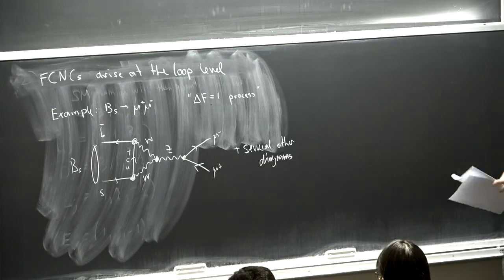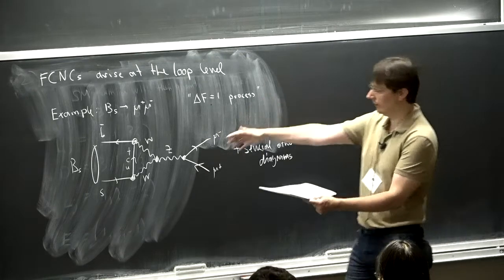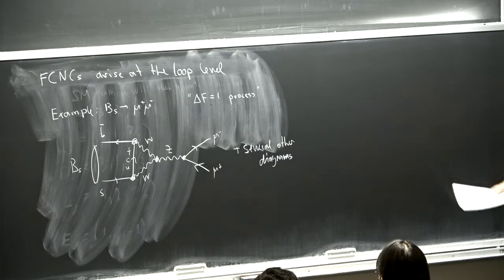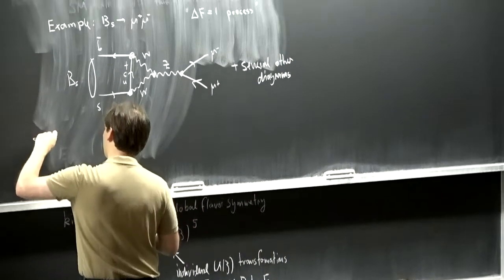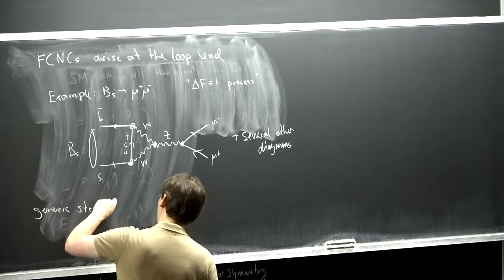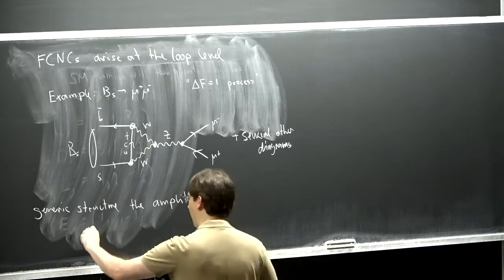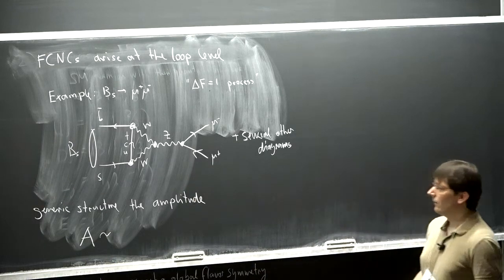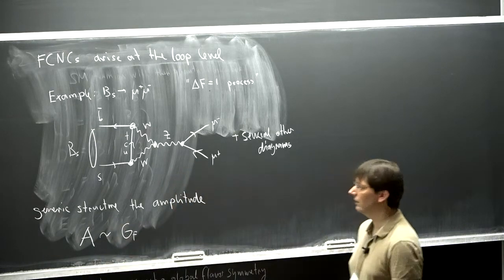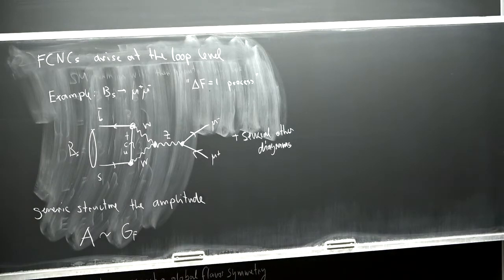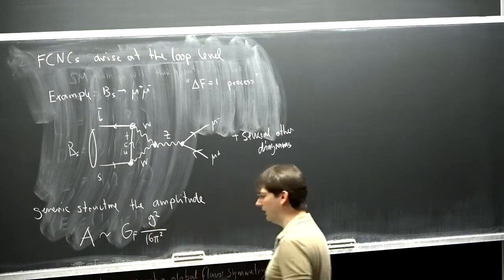And we can estimate how big the amplitude for such a process actually is. We won't do the actual loop calculation. That would take way too long, but we can estimate what the result should be. So the generic structure of the corresponding amplitude: well, it's a process that goes through the weak interactions, so we can expect that the Fermi constant will show up. We also see that it goes through a loop. That means we will have a loop factor, a coupling squared over 16 pi squared.